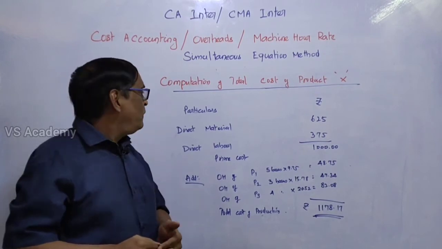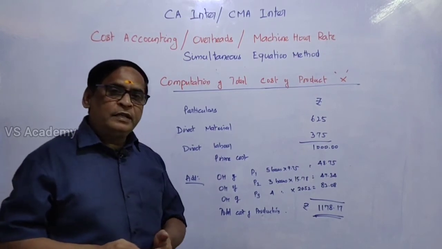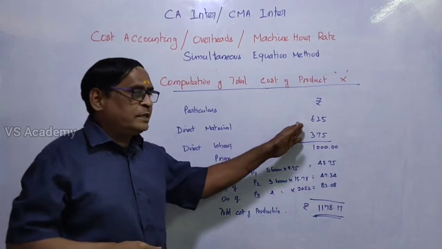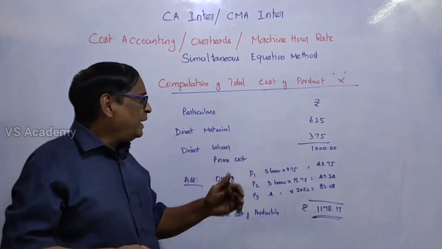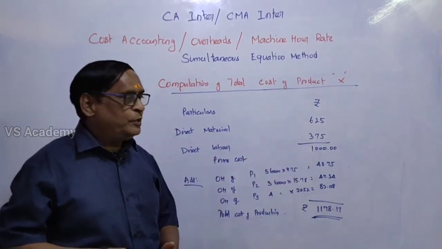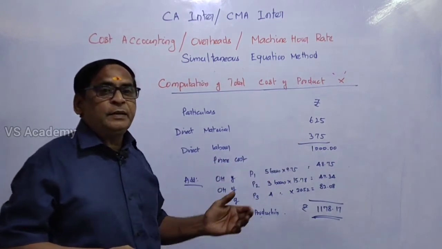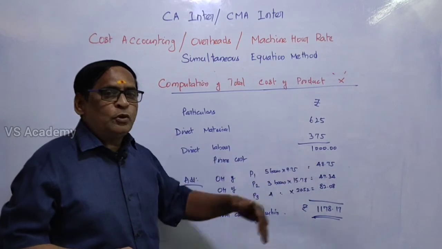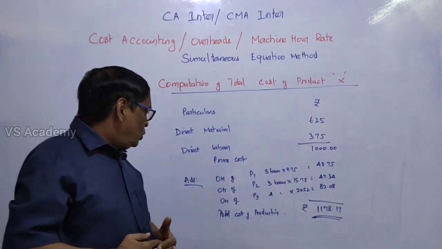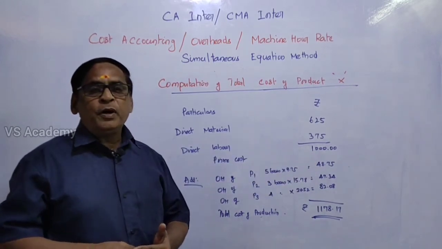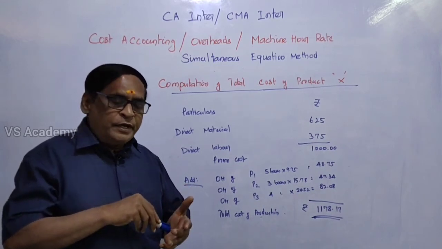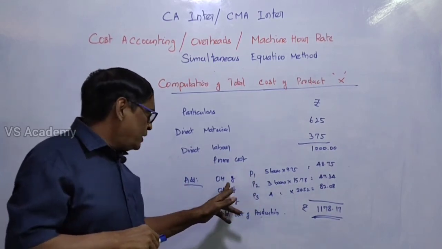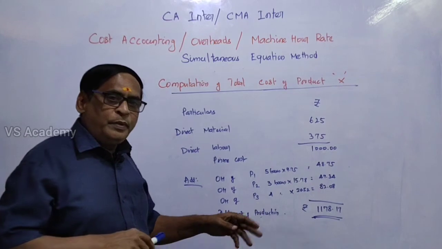In the question itself, the raw material cost and the direct labor are given. The direct material is 625 rupees and then direct labor 375 rupees. If you add, you can easily get the prime cost. That is, prime cost means direct cost. So it will come around 1000 rupees. And then the total overhead, the production department overhead, we have to calculate. How many hours are worked in the production departments P1, P2 and P3?